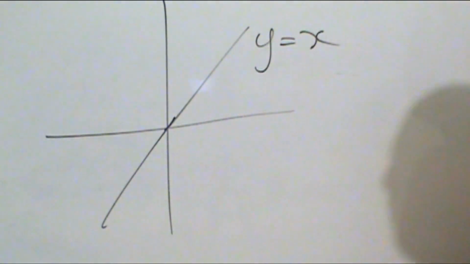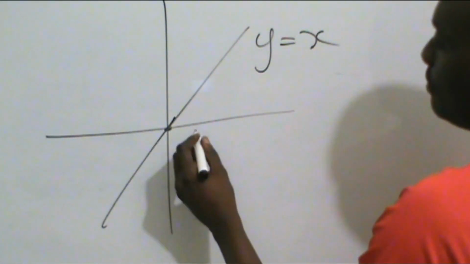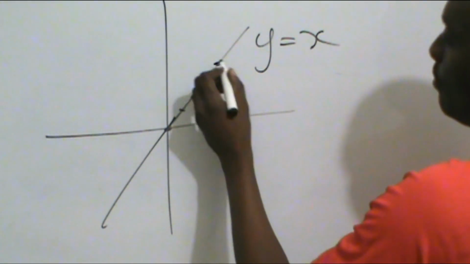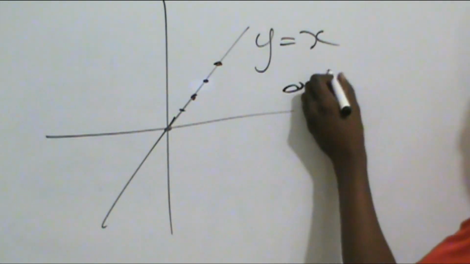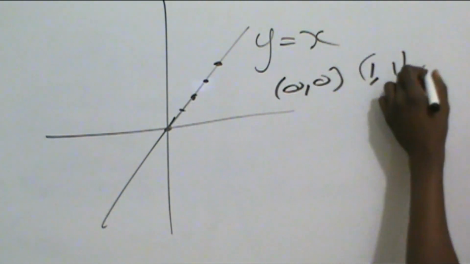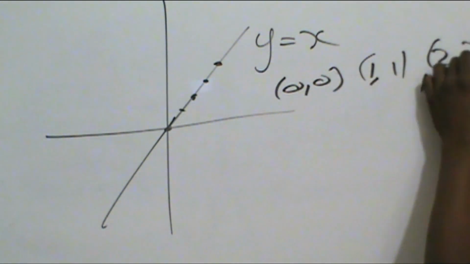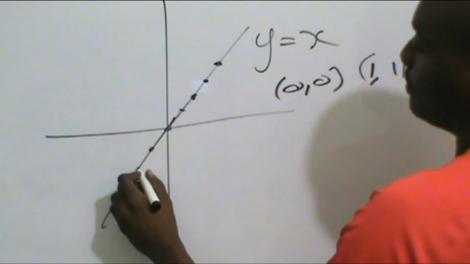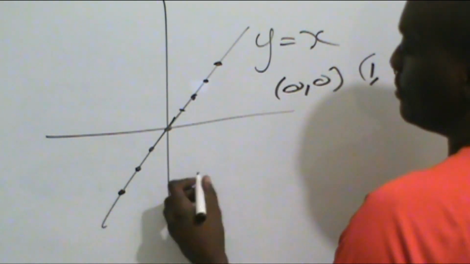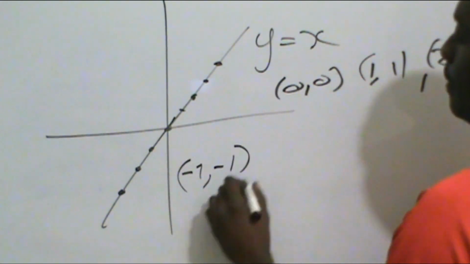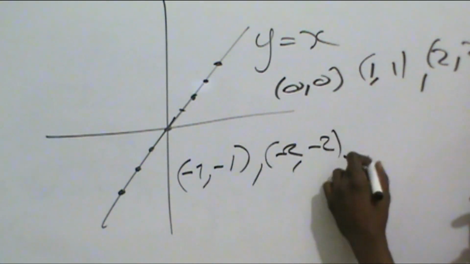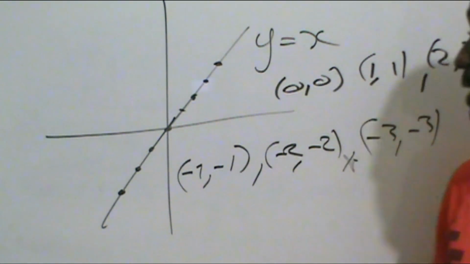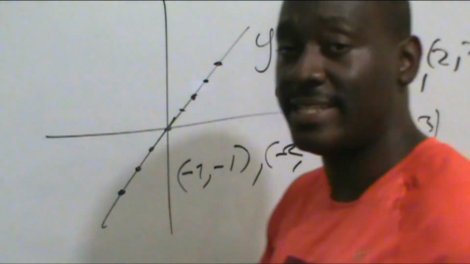So some of the typical points on this line would be the origin itself, 0, 0, right? We have the point 1, 1, 2, 2, 3, 3, 4, 4, right? So that's the positive side: 0, 0, 1, 1, 2, 2, etc. And on the negative side, you will have something like minus 1, minus 1, minus 2, minus 2, minus 3, minus 3, etc. Alright? So that's the simplest example.